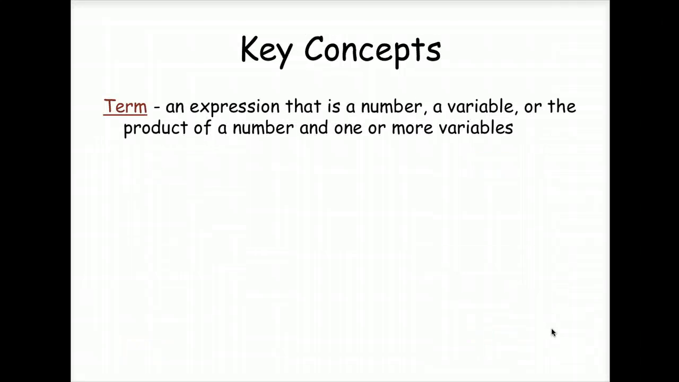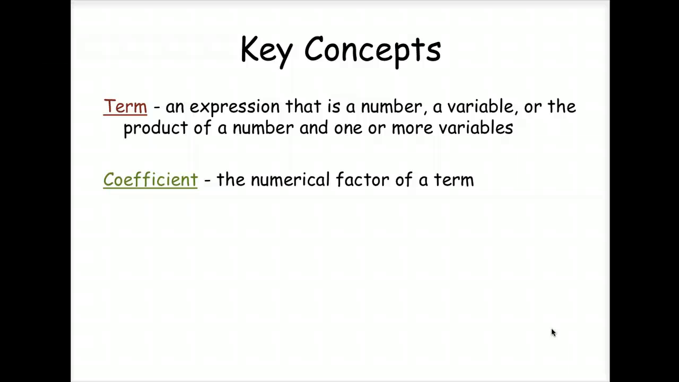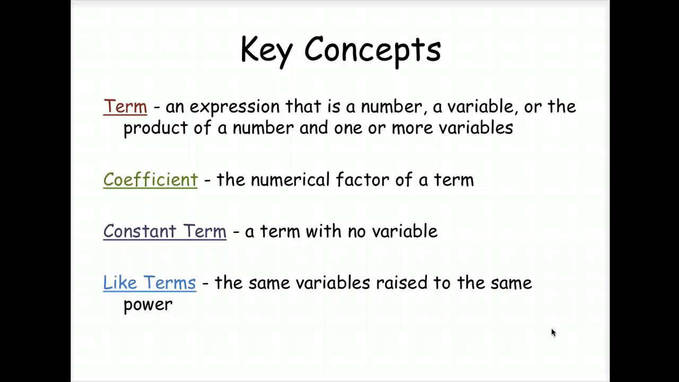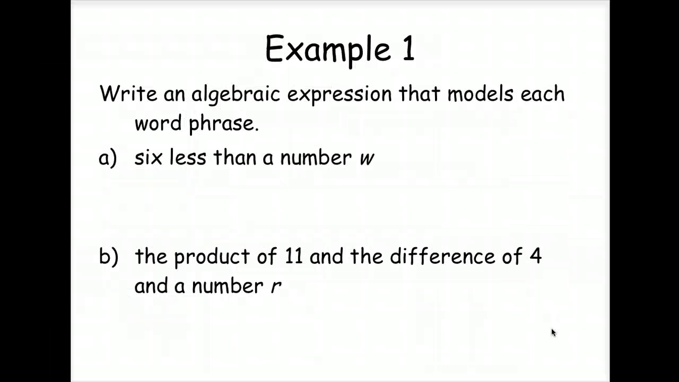Key concepts for this lesson. First of all, we need to know that a term is an expression that is a number, a variable, or the product of a number and one or more variables. The coefficient is the numerical factor of a term. The constant term has no variable. And like terms are the same variables raised to the same power.